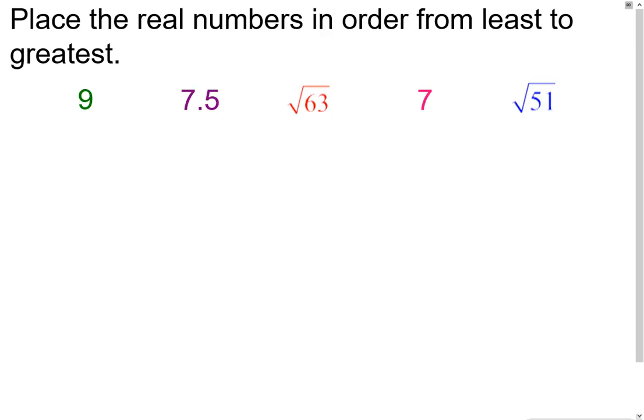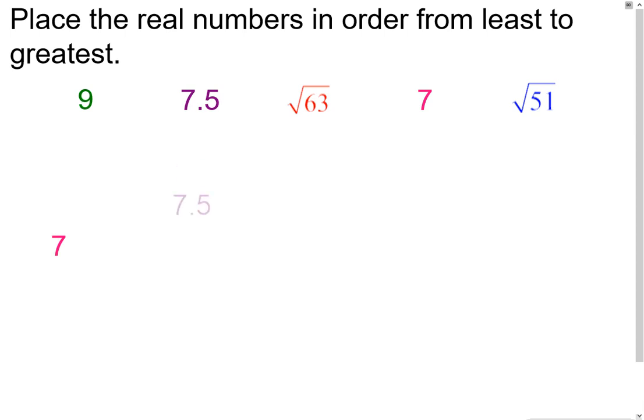And the last type of example that I have would be to put our numbers in order from smallest to biggest, or from least to greatest, as this is saying. Now I think you're going to have no problem with 3 of these numbers, the 9, the 7.5, and the 7. Those are pretty straightforward as far as putting them in order from smallest to greatest. So I'm just going to start with those numbers, and I'm going to go, 7 is going to be my smallest.